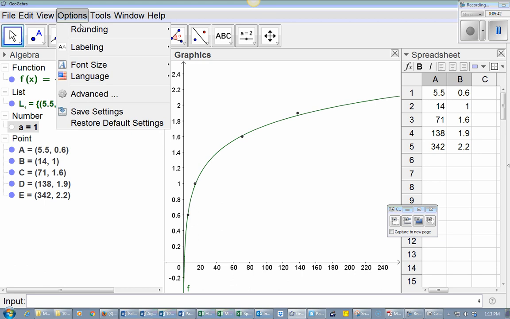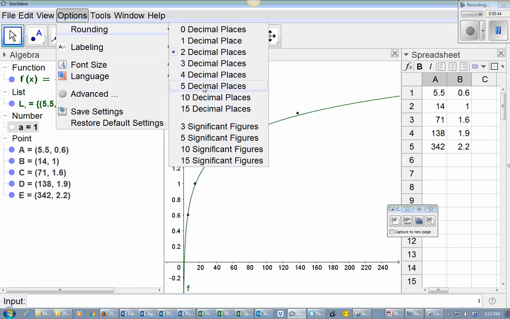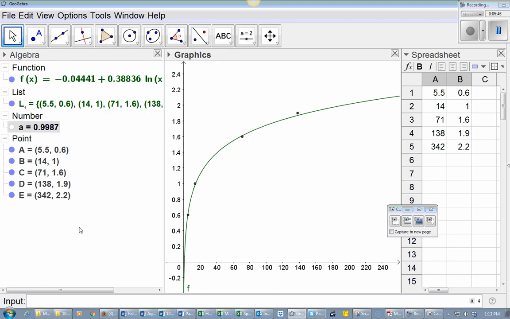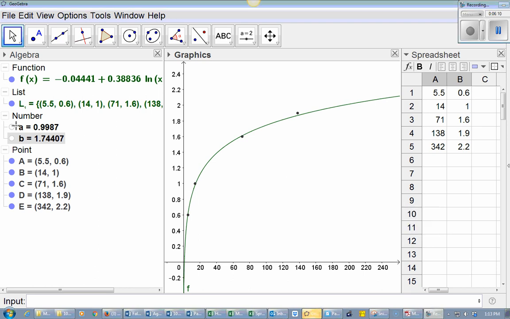So let's do rounding like to 5 decimal places. Yeah, we get 0.9987 is our R square value. And then I want to know in a city of 100,000 people, what's the walking speed? So I'm going to plug 100 into my model, and I get 1.74407. So those are my R square and my walking speed for a city of 100,000 people.